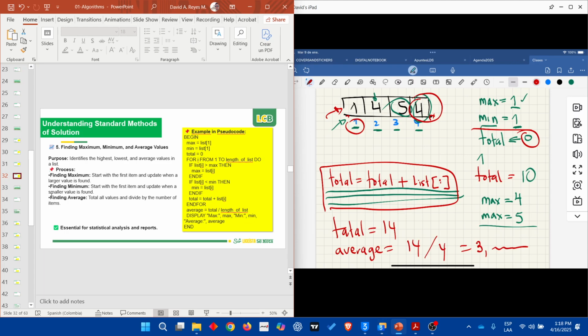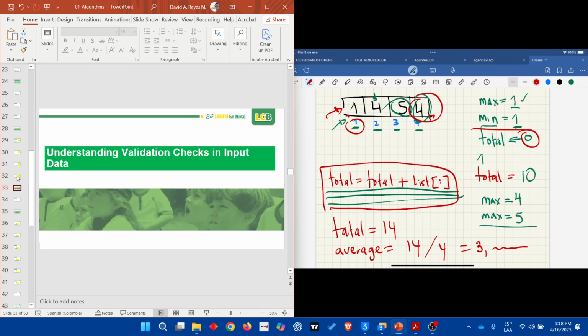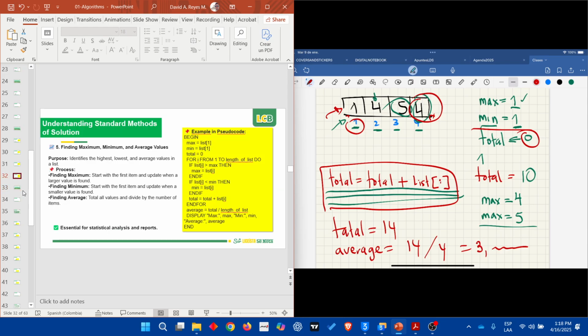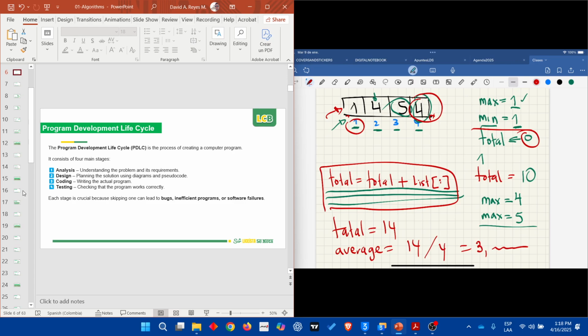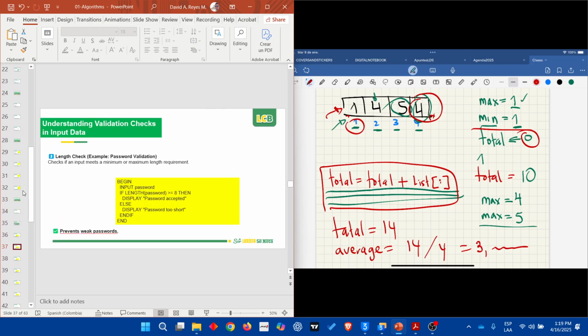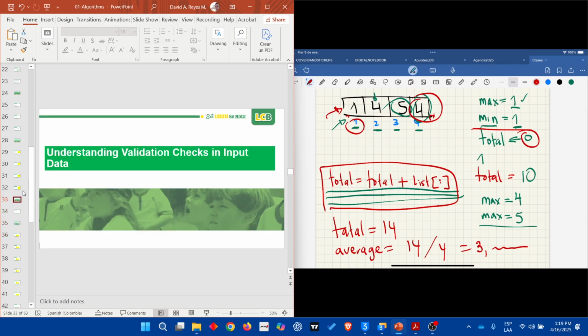Okay, now let's continue here. Now, look here. We are in slide number 33, and I am going to get back to slide number 6, because we already saw analysis, we already saw designing, and we already saw coding. Now we are going to talk about testing. So testing is checking that the program works correctly. Okay, so I get back to slide number 33.